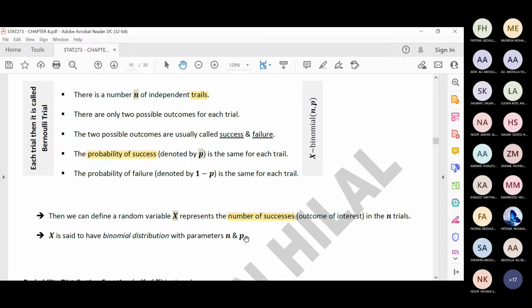How many times we obtained the successes. If, for example, returning to the coin, and H is called success, then how many times I obtained the H, or the successes, out of all the trials, this is what I call X.